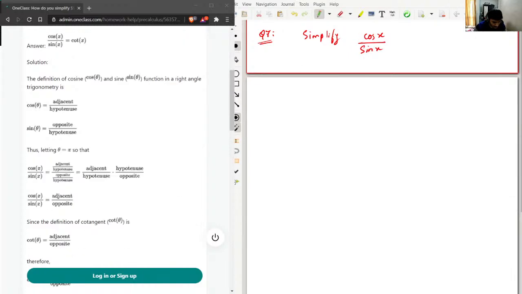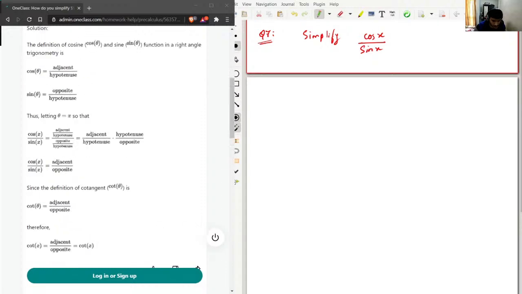Let me just see what they have achieved at the end. Okay, yeah, cotangent. Okay.